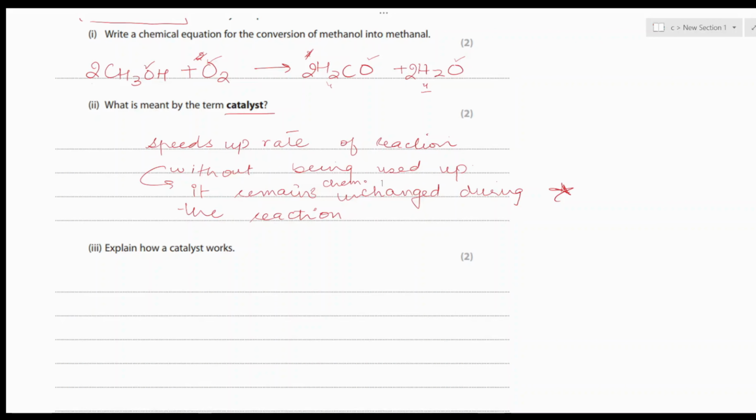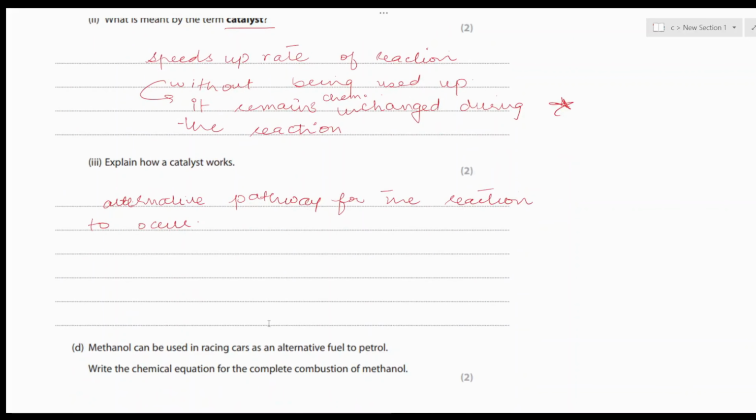Okay, how does a catalyst work? Yesterday or the day before yesterday we discussed it. It gives an alternative pathway for the reaction to occur. Okay, and what's its effect on the enthalpy? Remember the energy profile diagram? It lowers the activation energy. Okay, here you go for 2 marks.